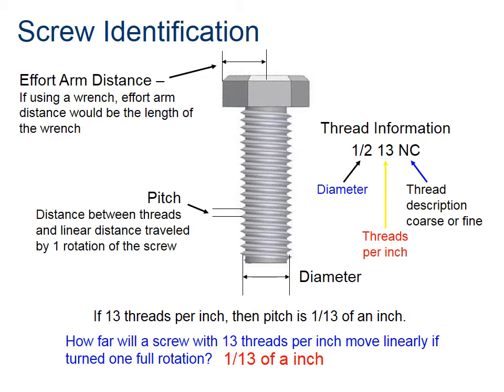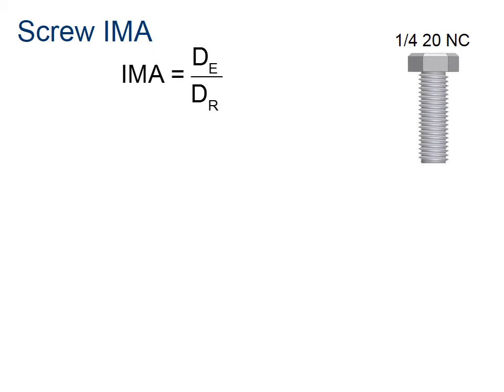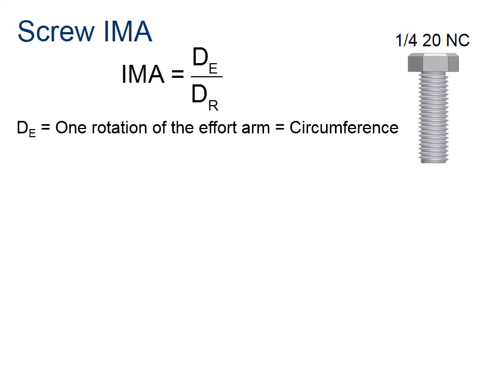So now let's look at an example. Here we have a screw designated 1/4 20 NC. So let's look at IMA. So IMA, we use the same formula, effort distance over resistance distance, but we use some special things. So our effort distance is really just the circumference. So we're going to assume that we do at least one full rotation of that screw. So circumference, we know what that is. That's 2 pi times r. We'll come back to that in a second.